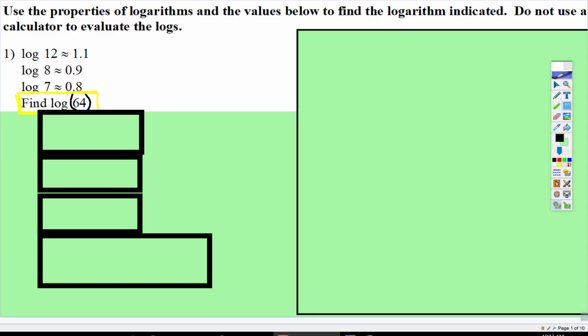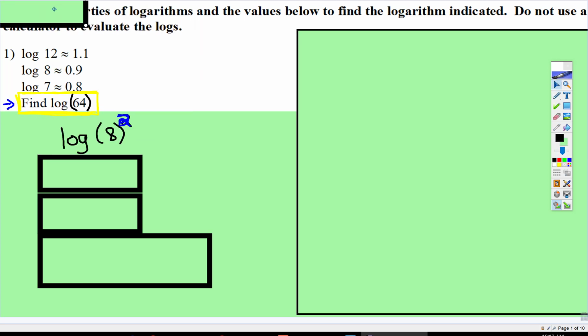Okay, we're going to use the properties of logarithms that we've been working on to find the values indicated below. So you first have to identify what is it that you want to find. You want to find log 64, but they only give us the approximations of log 12, log 8, and log 7. Well, 64 is 8 squared.